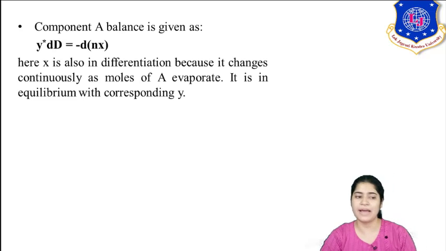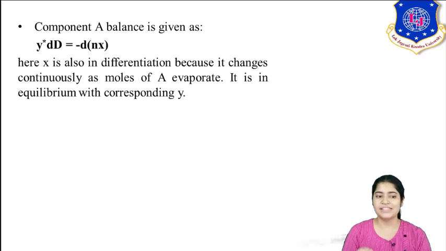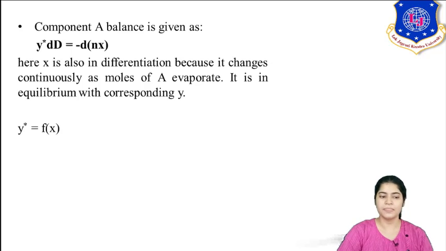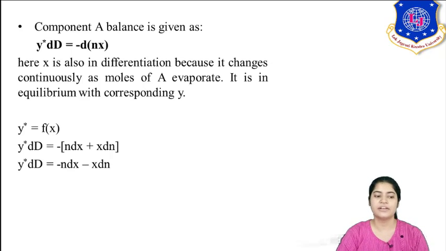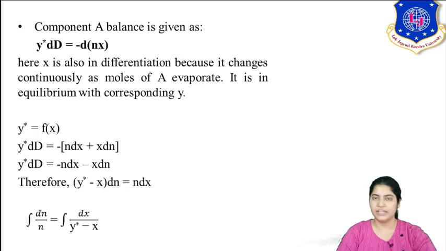So the component A balance is given as Y star dD is equal to minus d(nx). Of course, Y star is the equilibrium vapor phase composition, in equilibrium with the liquid phase. Differentiating it, we get Y star dD is equal to minus (n dx plus x dn). So I can say that (Y star minus x) dn is equal to n dx. On integration, I get my final form.